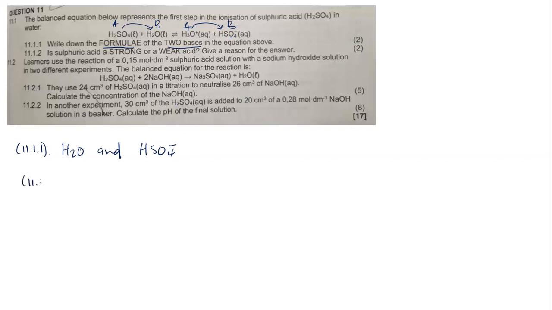Now let us jump to 11.1.2. It says to us, is sulfuric acid a strong or a weak acid? Give a reason for your answer. Now, like I said, you are supposed to have a table which shows your strong acids, your weak acids, your strong bases, your weak bases. So now sulfuric acid is one of the acids that is regarded to be a strong acid, okay? It is a strong acid.